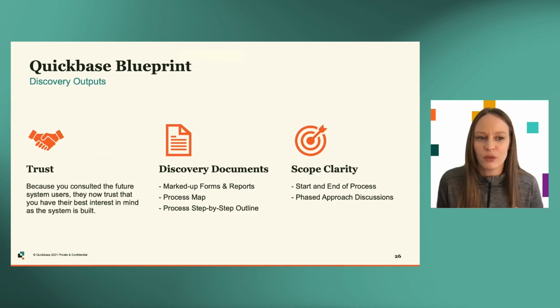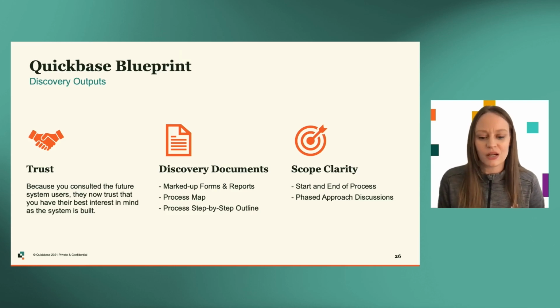Now, all of this that we've just done is so that we could have these very specific discovery outputs. The first one, it's a very soft target, right? But it's trust. Because you consulted and worked diligently with your users and you didn't shy away from the tough questions, they now trust that you have their best interests in mind, and they trust that you're building a tool for them. The second output from this is that you're going to have discovery documents, and that's really helpful for you. It's also really helpful for the users when they start using the system and they're using it in the new process that you guys have developed together.